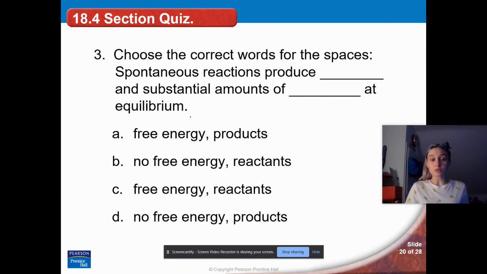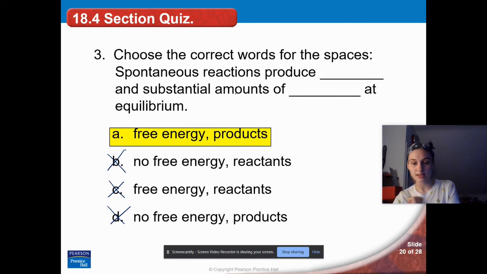From the first couple slides, we know that spontaneous reactions do produce free energy, so we know that these are not correct. And we know that spontaneous reactions favor products, okay? So it's not going to be this. So we know that it should be A, so this should say spontaneous reactions produce free energy and substantial amounts of products at equilibrium. Yay!